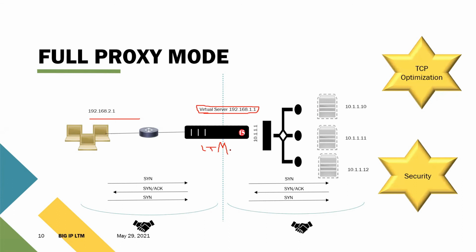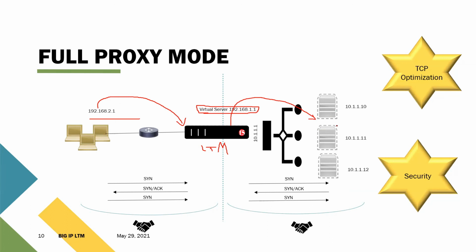And now what happens in this case? In this case, there will be two sets of TCP connections created for this communication. The one set of communication will happen between the user and the LTM, and the second set will happen between the LTM and the actual server. It could be any of these three servers, depending on the load balancing algorithm we have selected, right?